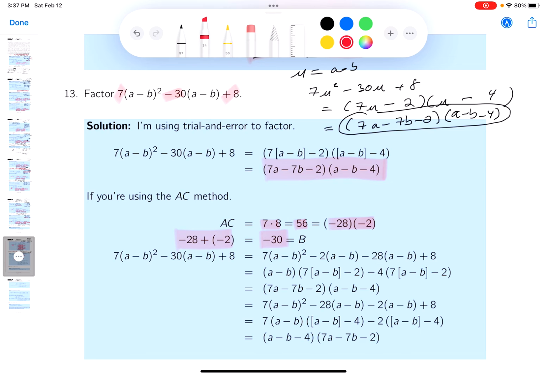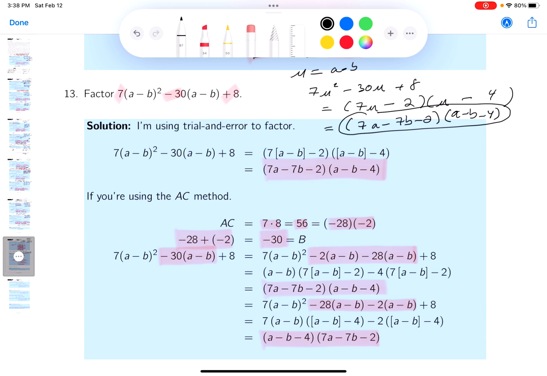Then what do you do? You break the middle term into minus 28 and minus 2. Order of which does not matter. All right, now this looks kind of bizarre to me, but it does follow the grouping pattern. And if you do the grouping pattern, you're still going to get what we said you're going to get. 7a minus 7b minus 2 times a minus b minus 4. Order of which doesn't matter. It says a different order to it. When I say that, the factors have a different order to it, but they're still the same factors.